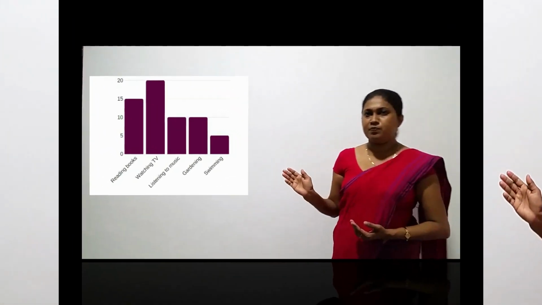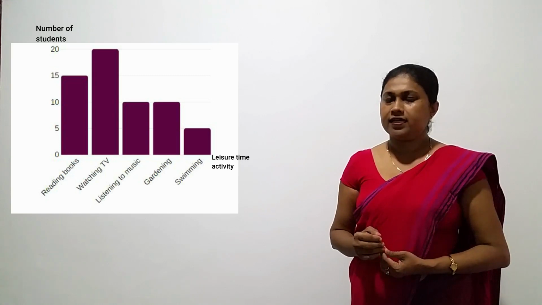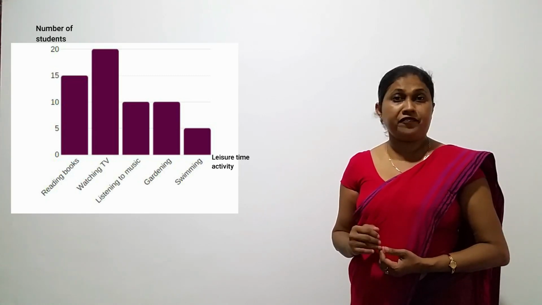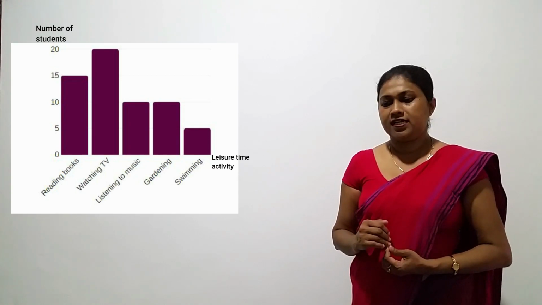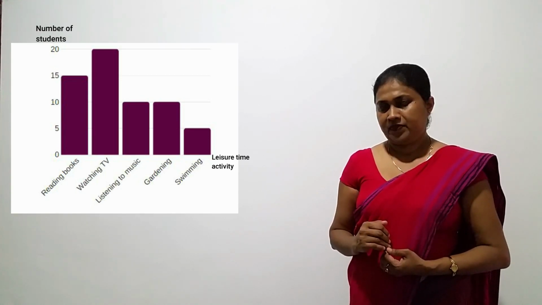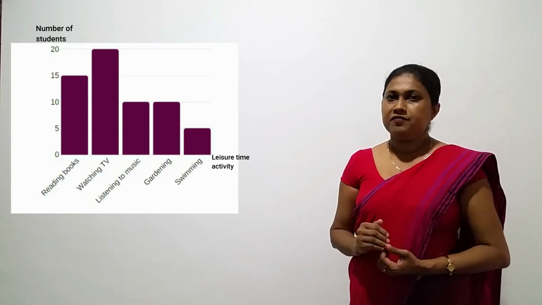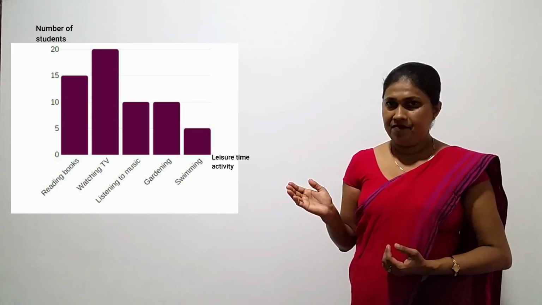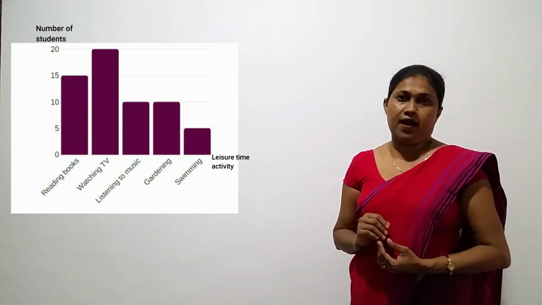So first of all, I will show you a bar graph. Now this bar graph shows you the result of a survey conducted among 45 students about their favorite leisure time activities. So this is the graph that I give you. When you are given this graph, you have to study several parts of it.